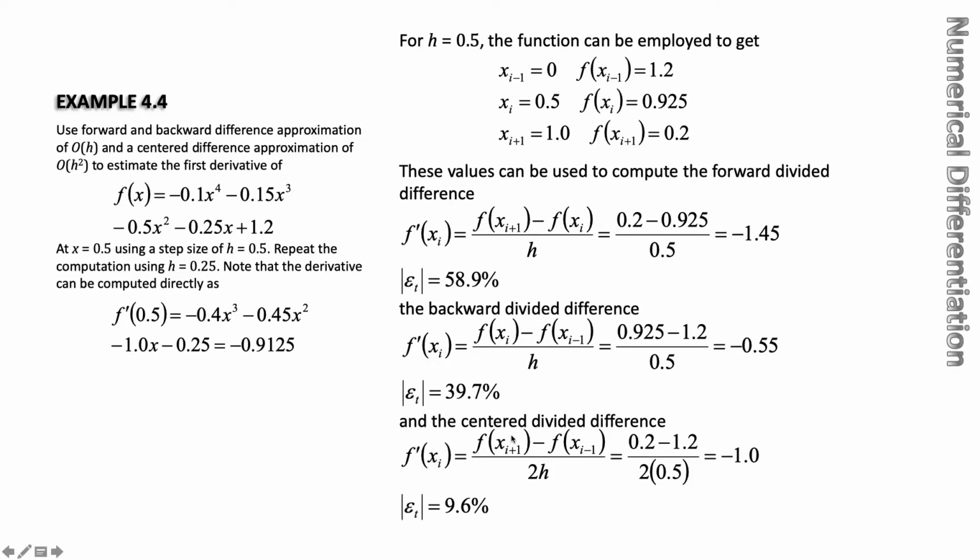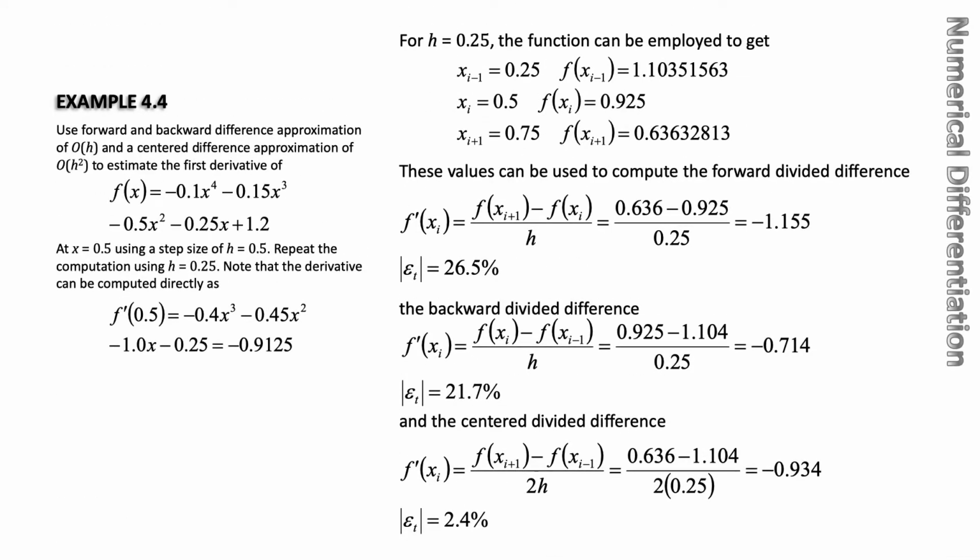Using the center divided difference, f prime at x sub i is equal to f of x sub i plus 1 minus f of x sub i minus 1, divided by 2h. We then get 0.2 minus 1.2 divided by 2 times 0.5. This gives us negative 1 with an error of about 10%. You see that by using the center divided difference, the error is much smaller compared to the forward divided difference and the backward divided difference.